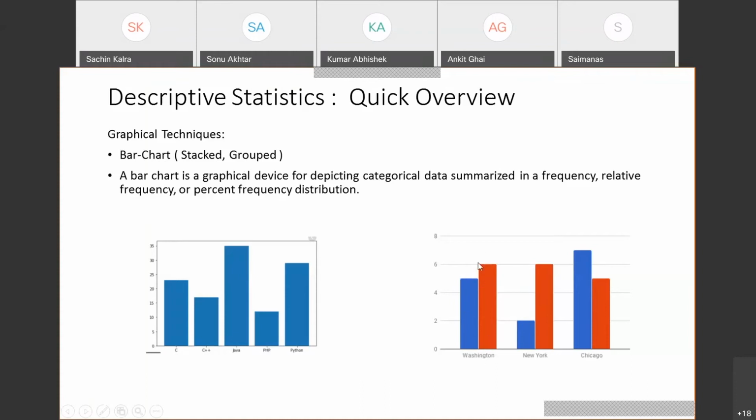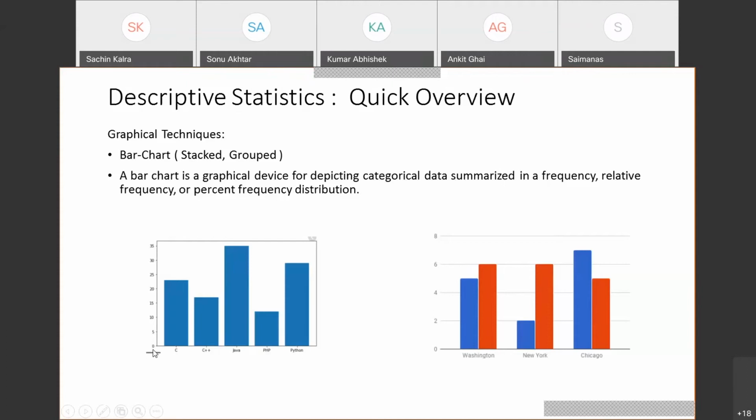So this bar chart here tells us which is the most popular language in development right now. So here it says Java has the most percent frequency share, or you can say the relative frequency share, or you can say the count from a survey of around 500 people or maybe 100 people. So Java has the largest share.